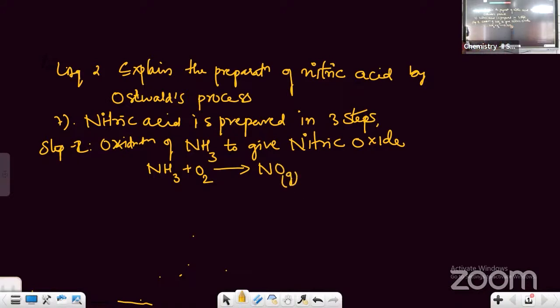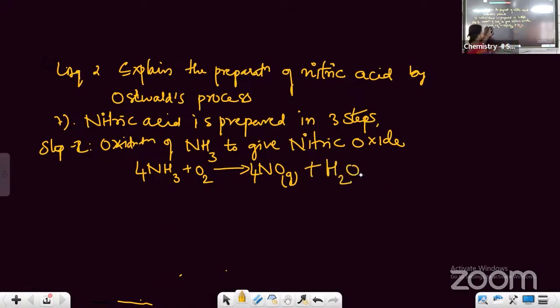Okay, so what is nitric oxide? NO is nitric oxide. Now balance this reaction. So for example, if you take 4 moles of ammonia, so 4 nitrogens. Oxygens, how many? 4 plus 2, 6. So how many oxygens you will get? Water is there, plus H2O you will get. Ammonia on oxidation, when it reacts with oxygen, gives nitric oxide and water.